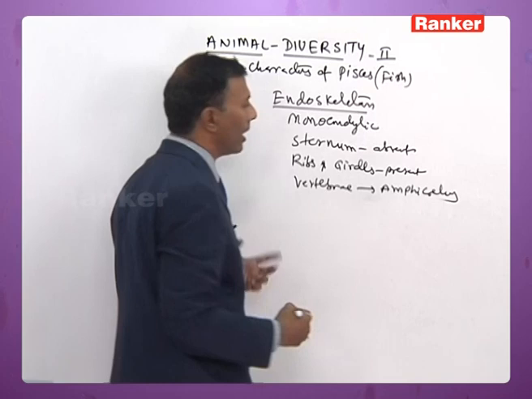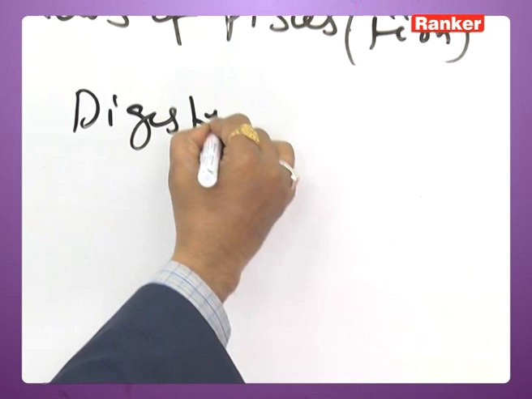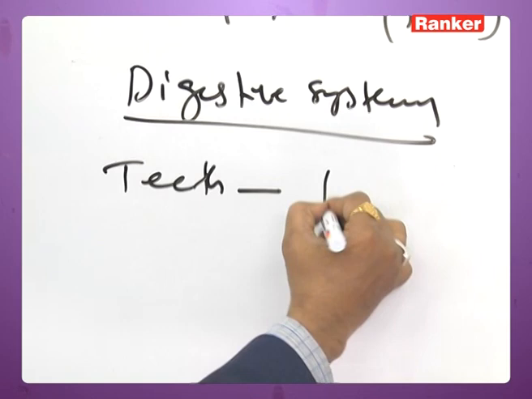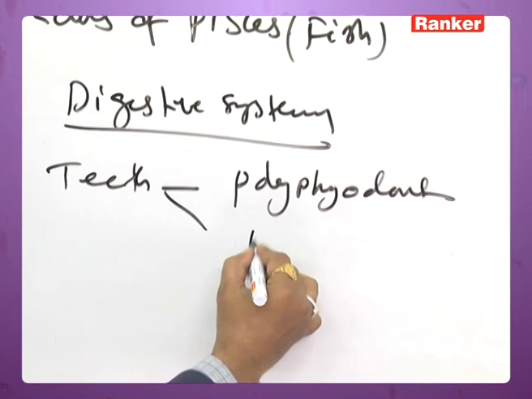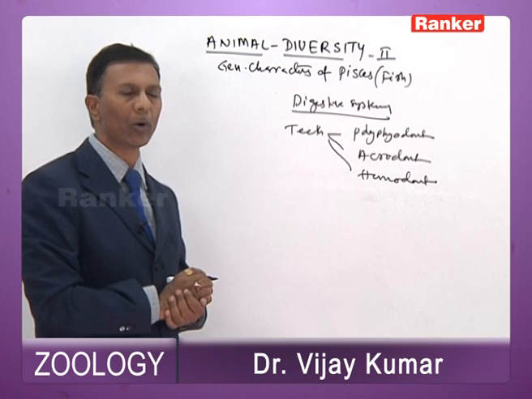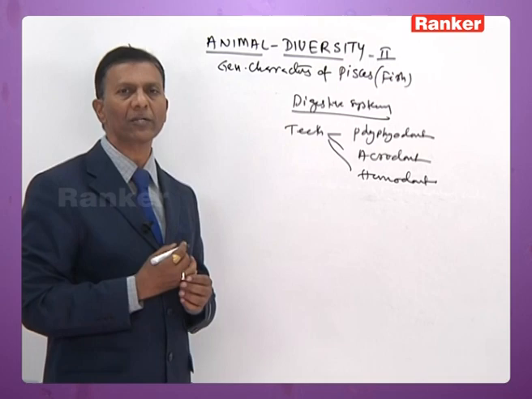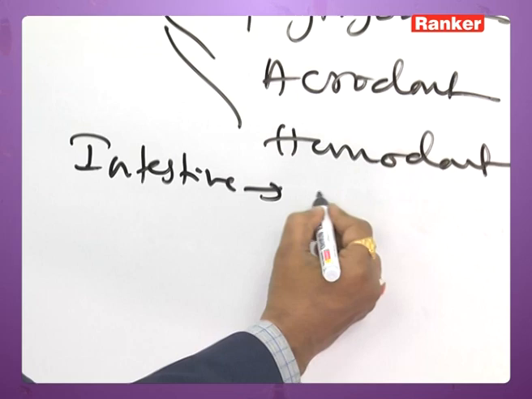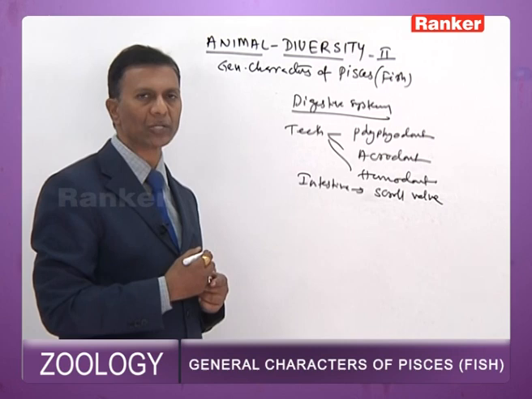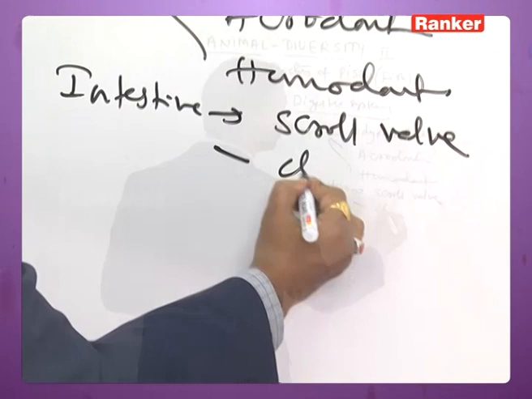And if you observe the important modifications in the digestive system, in fish, teeth are polyphyodont, acrodont and homodont. In cartilaginous fish and certain bony fish, the intestine has a scroll valve or spiral valve that increases the area of absorption. In cartilaginous fish, the alimentary canal opens outside through the cloaca.